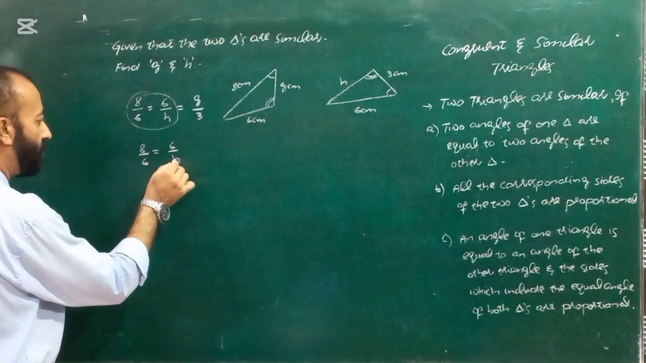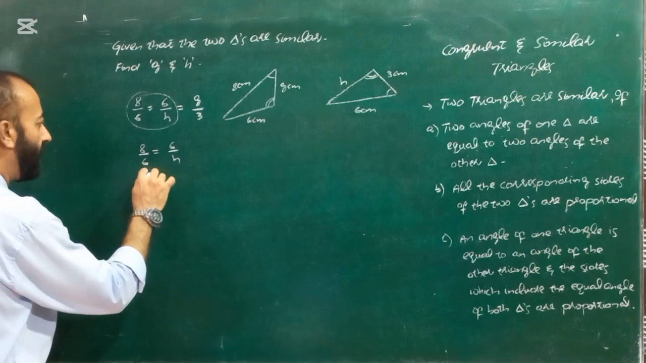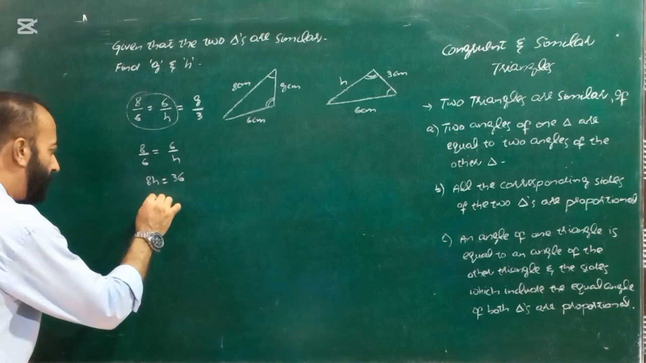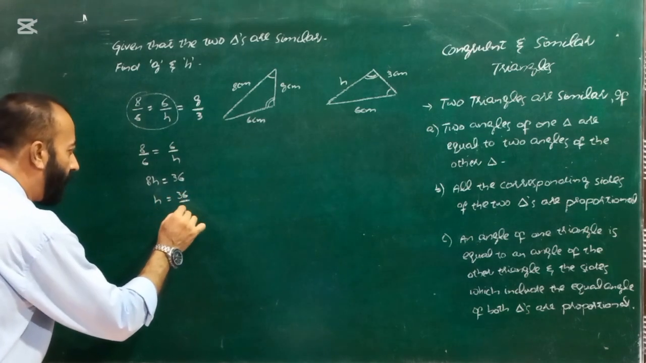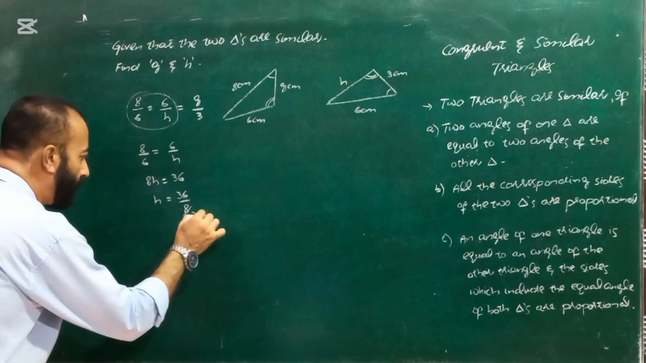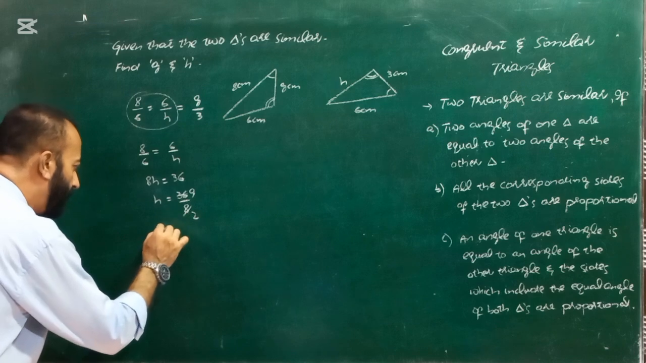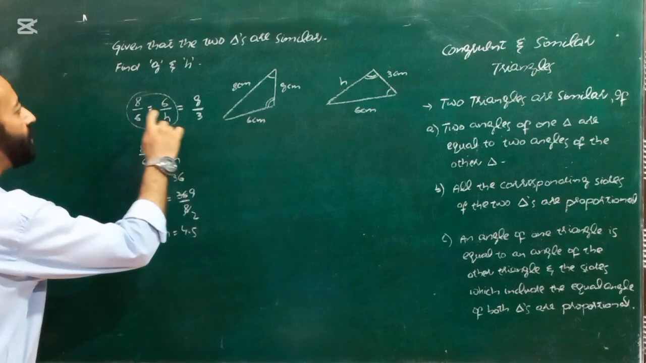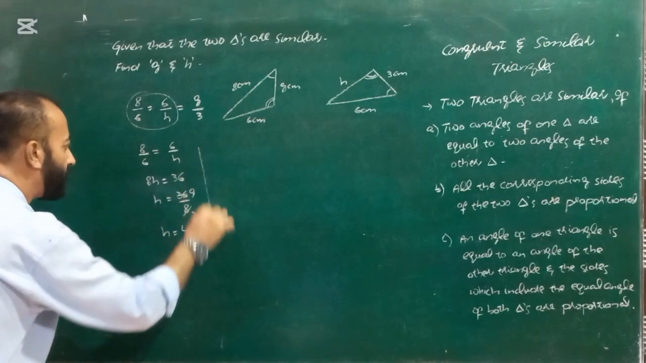Cross multiplying the values, H will come here. So it will become 8H equal to 36. And then this 8 will go to the right hand side into the denominator of 36. So from here, 4 2s are, 4 9s are, and H will be 4.5. The unit used in the question is centimeters, so centimeters.